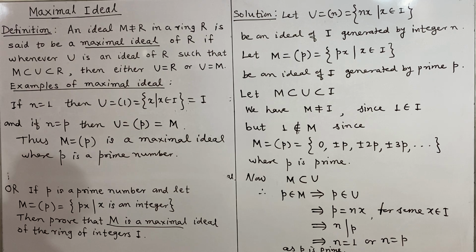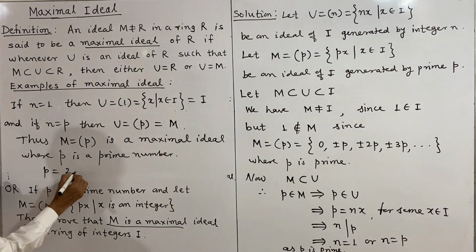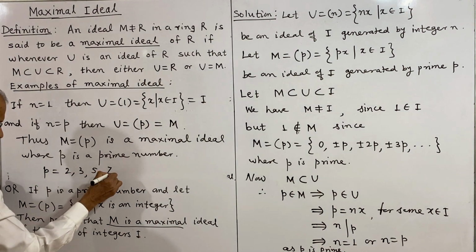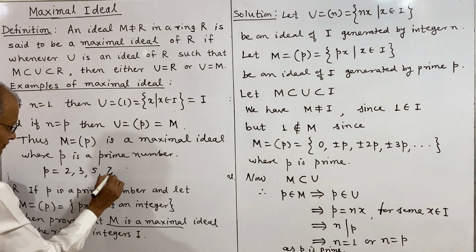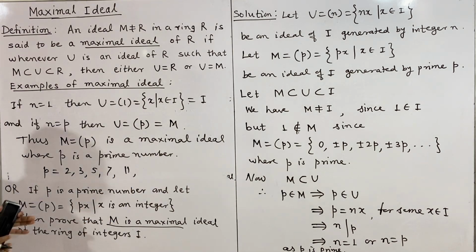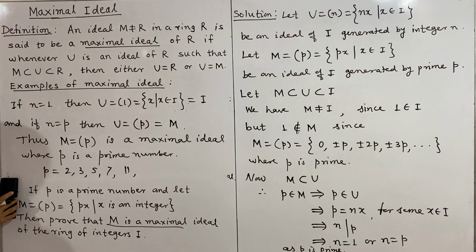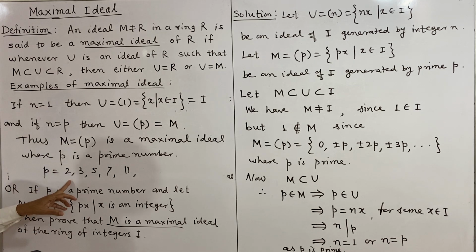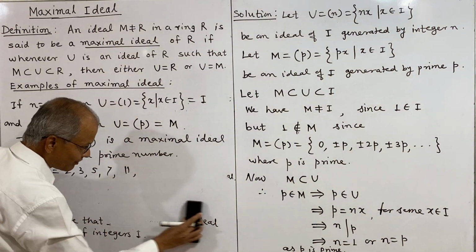So what will be an example of a prime ideal? If you consider p, as we know the primes, 2 is the only even prime, then 2, 3, 5, 7, 11 and so on. These are the primes. Therefore any ideal generated by these primes will be a maximal ideal.